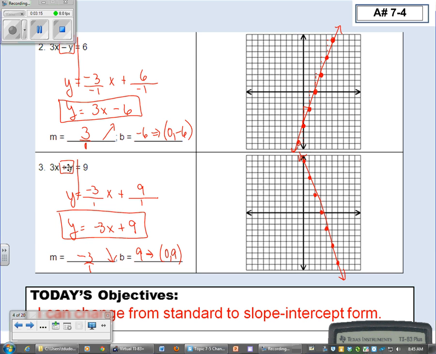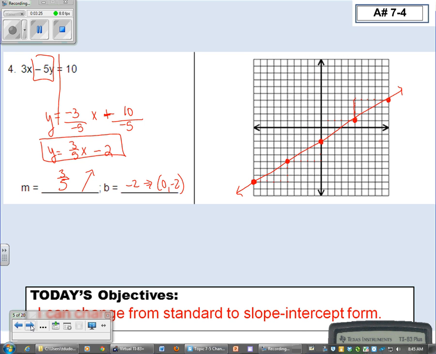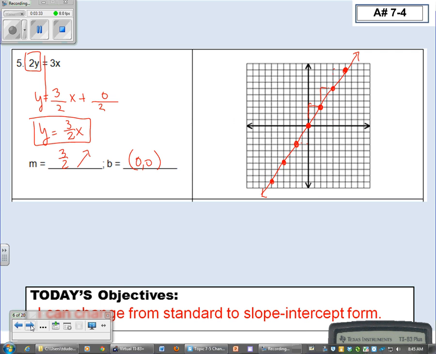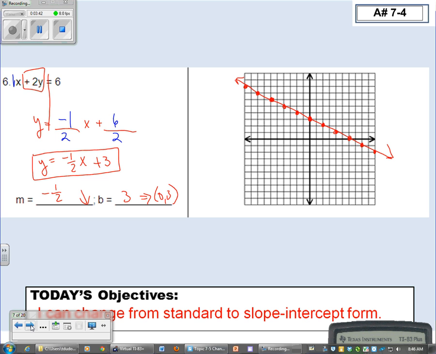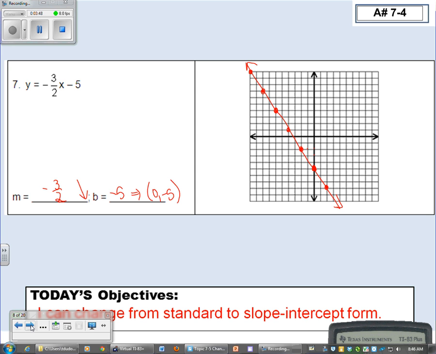Number 2, y equals 3x minus 6. Number 3, y equals negative 3x plus 9. So number 4, you should get y equals 3/5 x minus 2. 5, we get y equals 3/2 x. 6, y equals negative 1/2 x plus 3. 7, you can find the slope is negative 3/2, and the y-intercept is negative 5.